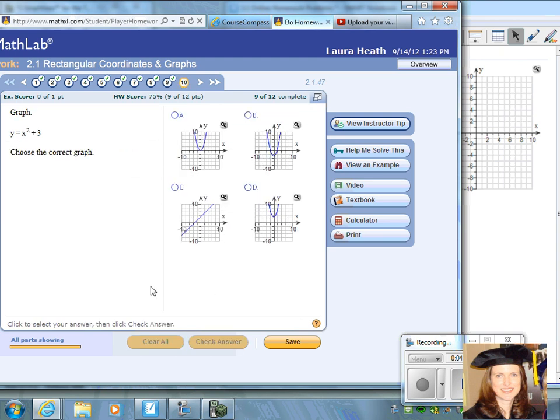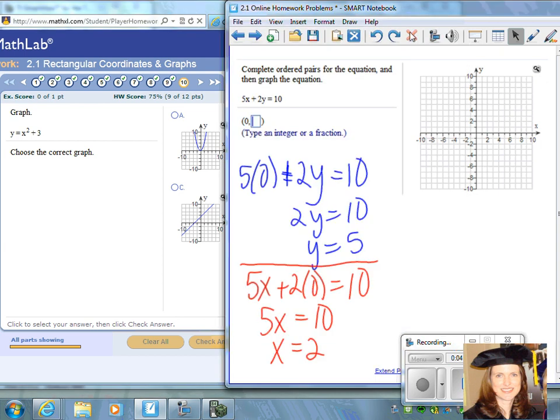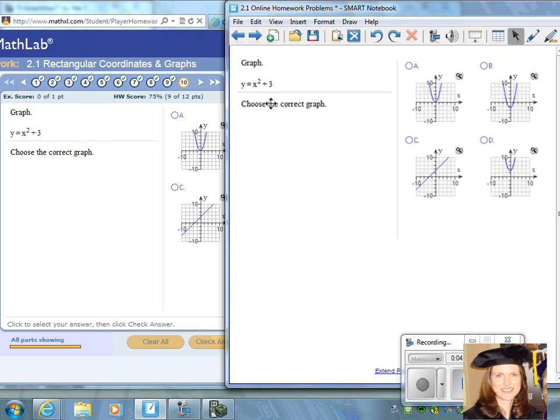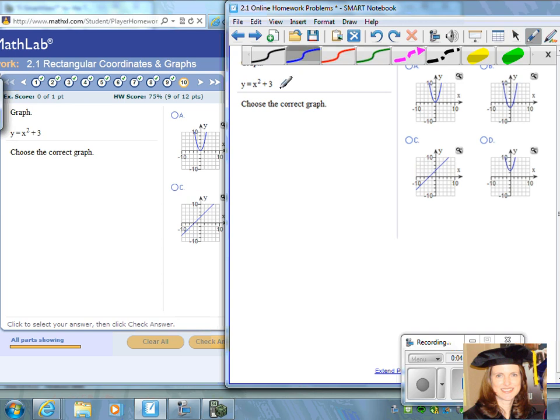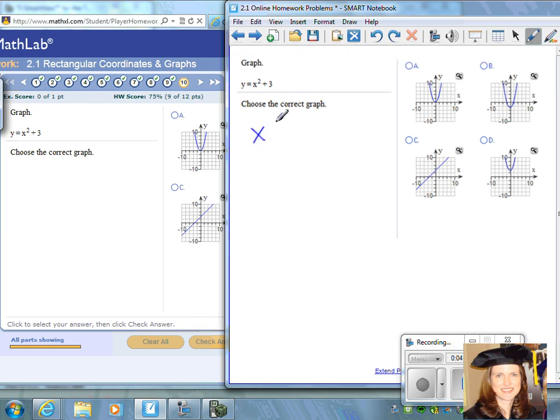Number 10. In this one, we are asked to graph the equation y is equal to x squared plus 3, and then choose the graph from the choices provided. What I like to do when I sketch a graph and I can't tell right off the bat what the graph is, I usually tend to make a table of values. And in that table of values, I usually try to graph a couple negative values for x, a couple positive values for x, and even 0.